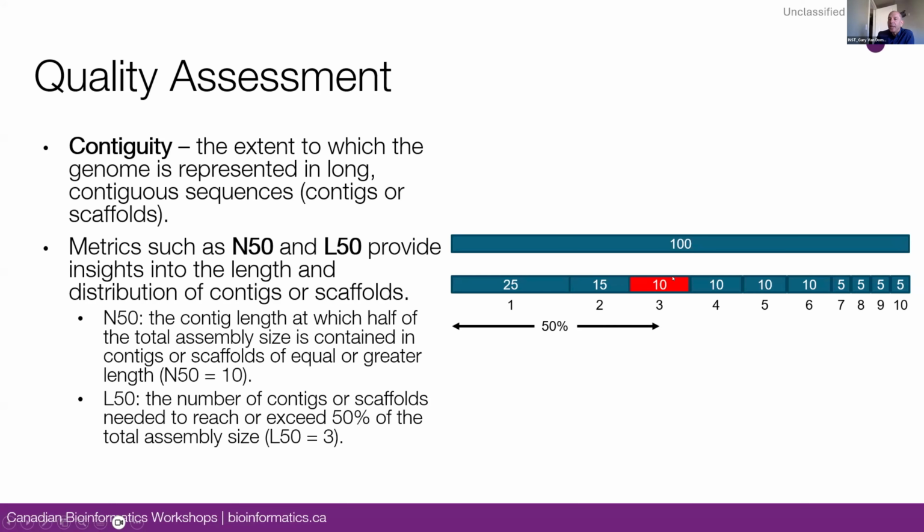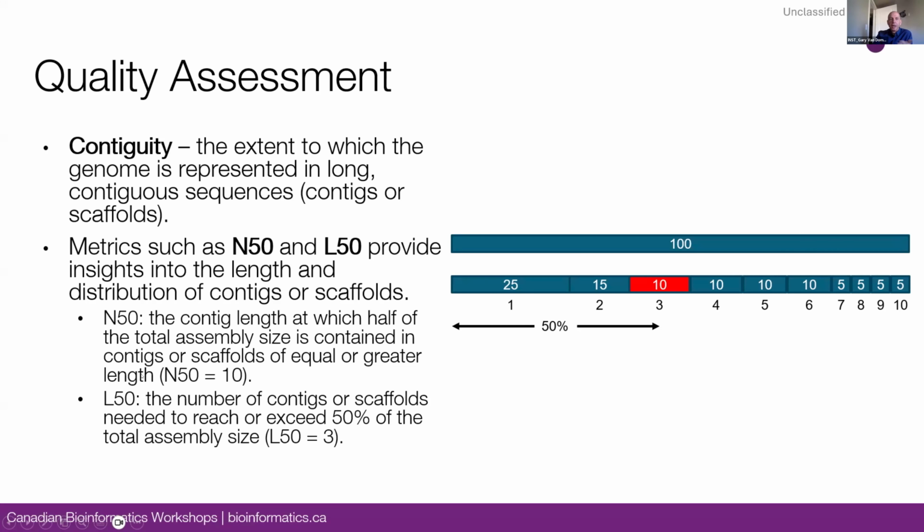And we say, okay, which contig contained that 50th percentile nucleotide? And what is the length of that contig? The length is 10. So we would say the length of the contig that contains 50% of the genome in our ranked list of contigs, that contig size is the N50. The rank, the actual position that it occurs in, so it's in the third position, that's the L50. So the number of contigs needed to reach that 50% assembly size.